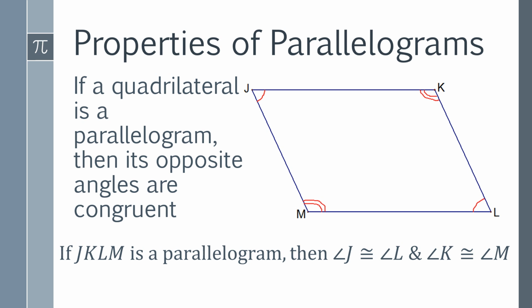So, if I tell you that a quadrilateral is a parallelogram, then you would automatically start to think, okay, not only are the opposite sides parallel and congruent, but these opposite angles are also congruent. So, in this case, if JKLM is a parallelogram, then your thought process is angle J is congruent to angle L, and angle K is congruent to angle M.